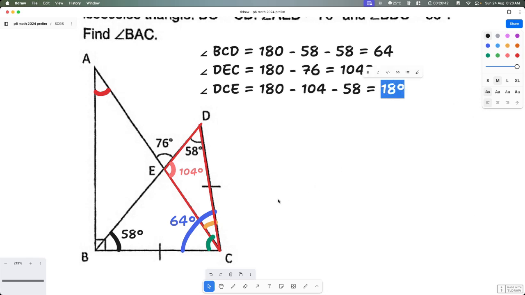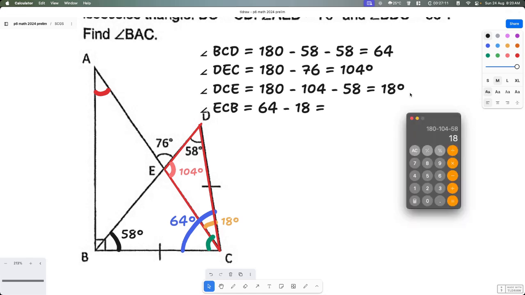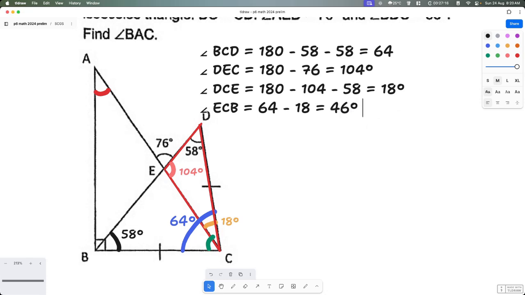So now we know that this yellow angle over here is 18 degrees, and we know this blue angle is 64 degrees. We can find the green angle, so that later on we can find this red angle. So this green angle over here, which is angle ECB, is equal to 64 minus 18. Let's use the calculator. 64 minus 18 gives us 46 degrees. So 46 degrees is this green color angle in this case over here.